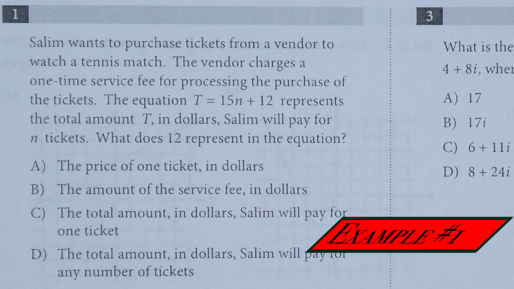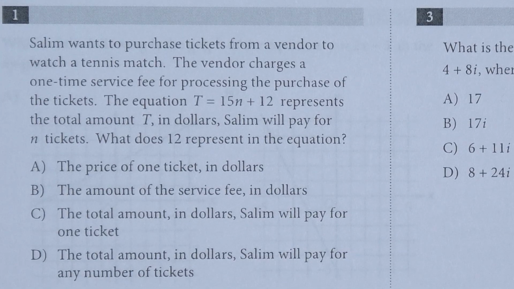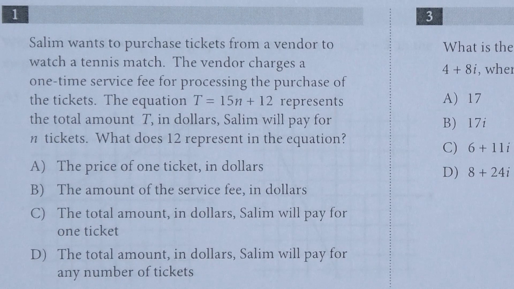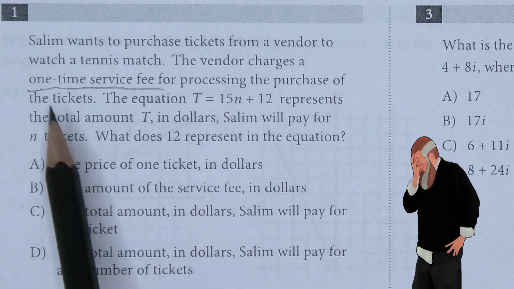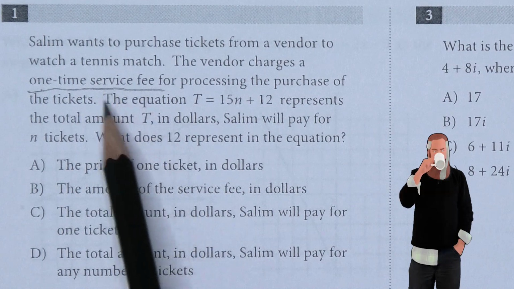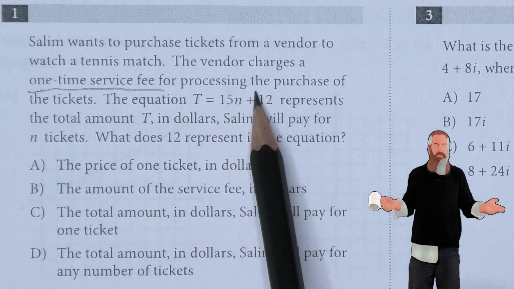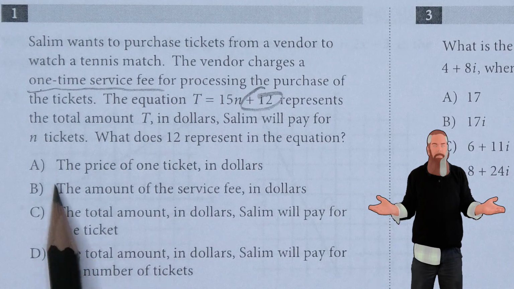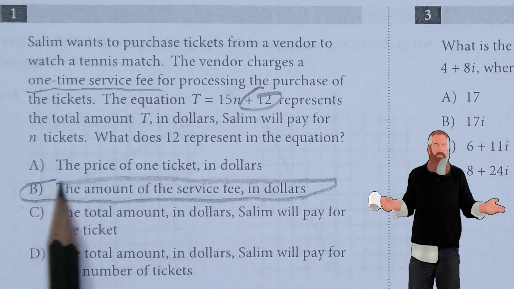Salim wants to purchase tickets from a vendor to watch a tennis match. The vendor charges a one-time service fee for processing the purchase of the tickets. The equation T is equal to 15N plus 12 represents the total amount T in dollars Salim will pay for N tickets. What does 12 represent in the equation? Well, we have a one-time service fee. This must be paid each and every time, which leaves us with that plus 12. So it is the amount of the service fee in dollars.